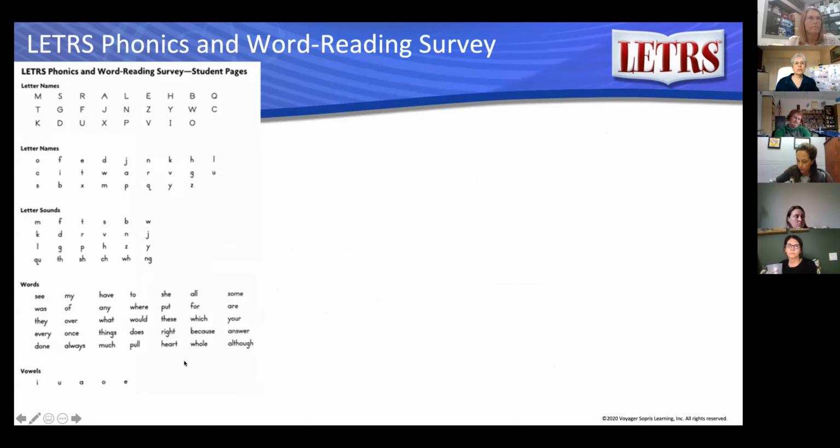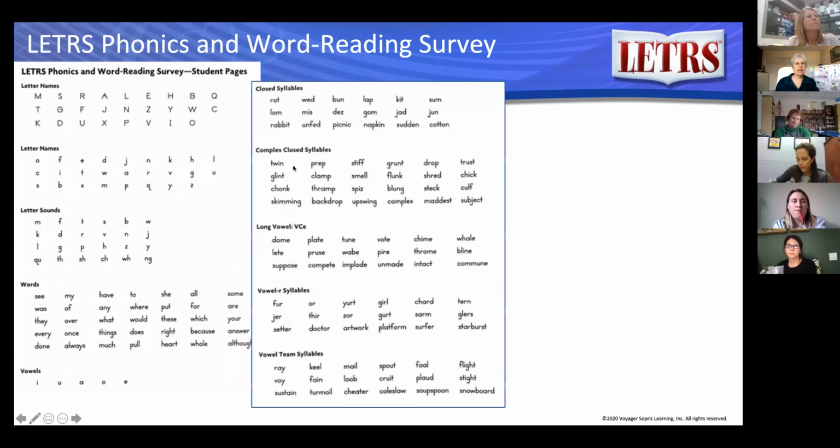because it's not building to that level of automaticity. So the tool that you will have is that the early levels of this assessment may not be necessary for our upper elementary and secondary students on letter name, letter sound. What we would begin for them may actually be at the second page, where we look at closed syllables and we get into complex syllables, long vowel, and so forth.